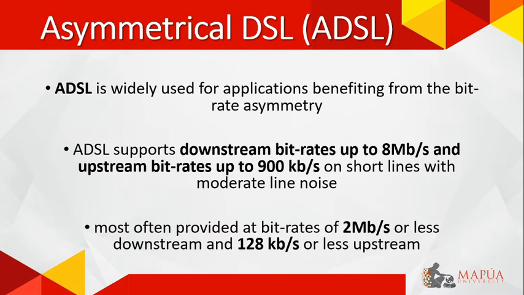ADSL is widely used for applications benefiting from the bit rate asymmetry, for example, high-speed internet access and workstation access for small business offices and home offices. ADSL supports downstream bit rates up to 8 Mbps and upstream bit rates up to 900 kbps on short lines with moderate line noise. However, to assure service to more lines with more noise, ADSL service is most often provided at bit rates of 2 Mbps or less downstream and 128 kbps or less upstream.